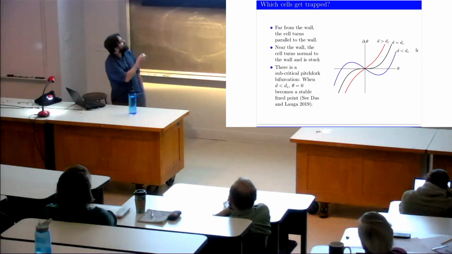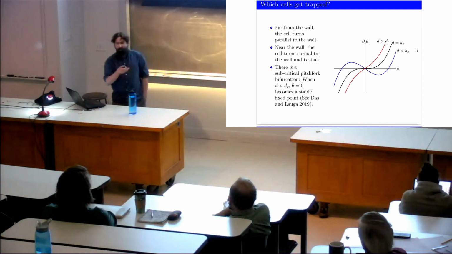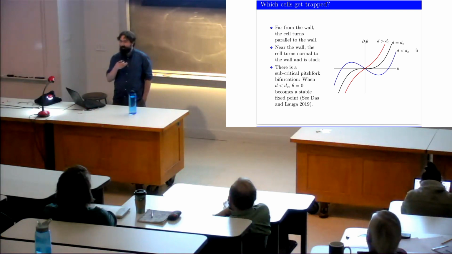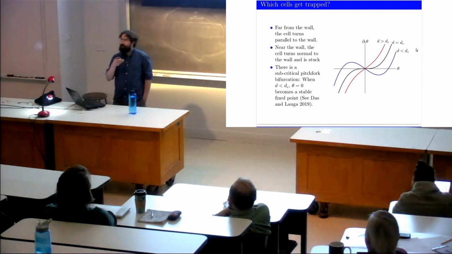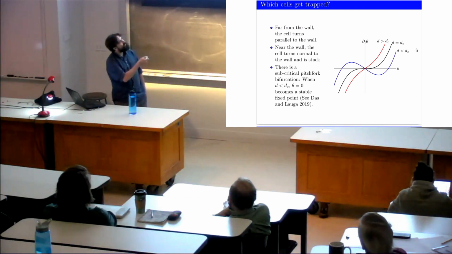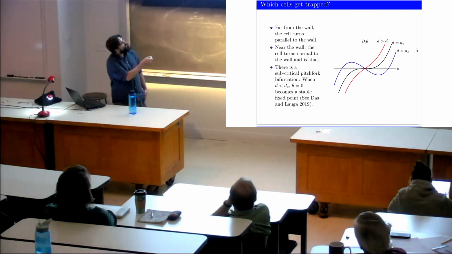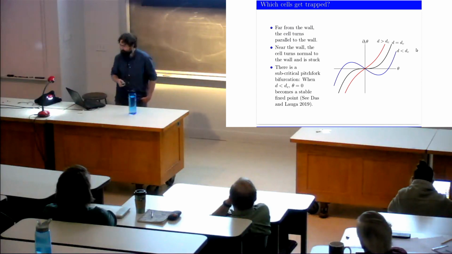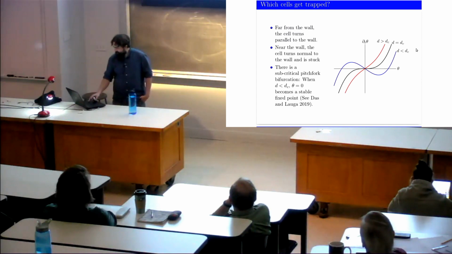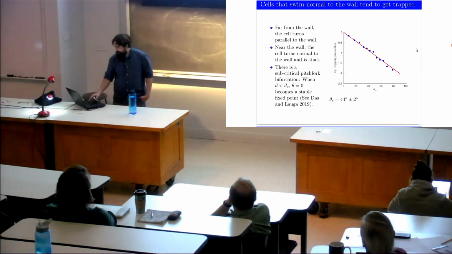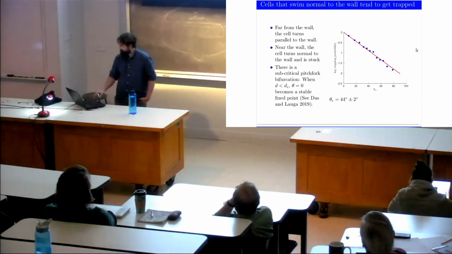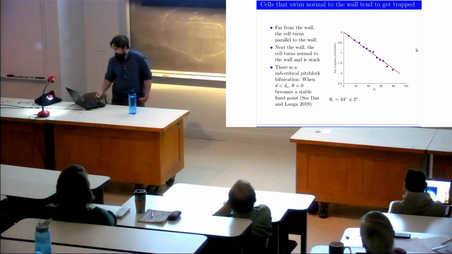And so the simplest way that you can work this out is to think about a subcritical pitchfork bifurcation in the distance of the cell from the wall. So as you approach the wall, the fixed point at theta equals 0 goes from unstable to stable below some critical length. I'm going to rush a little bit because there's a bunch of other stuff I want to talk about.